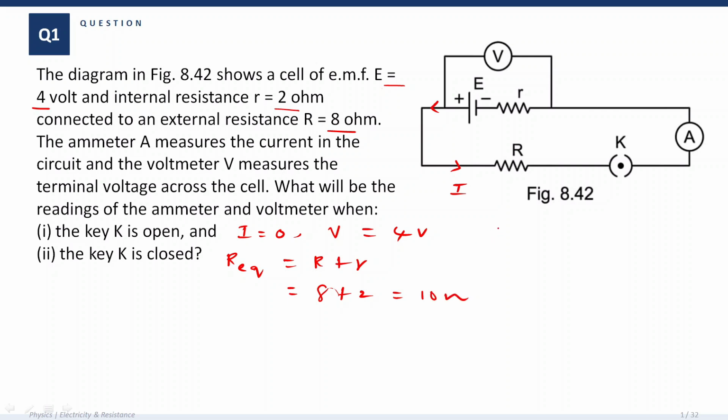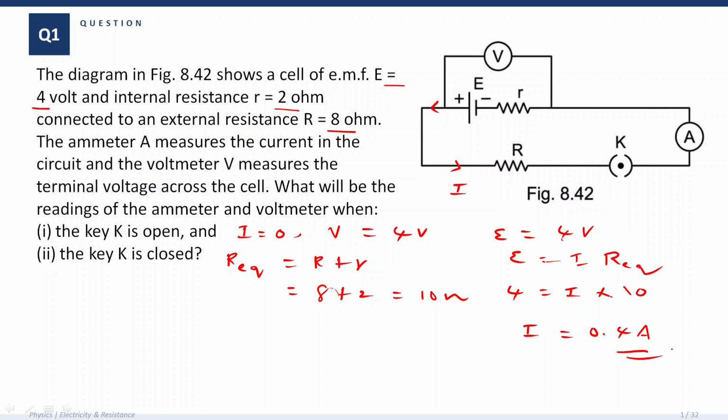Given electromotive force epsilon equal to 4 volt. Epsilon equal to I times R equivalent. Then 4 equal to I into 10. Then I equal to 0.4 ampere. So when the current flows through it, the ammeter reads 0.4 ampere of current.